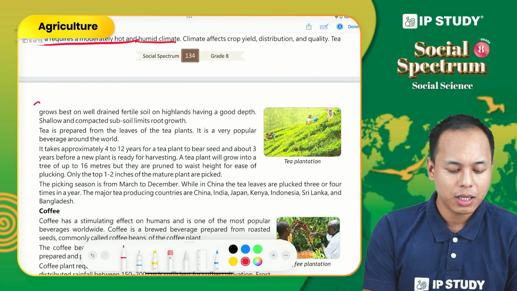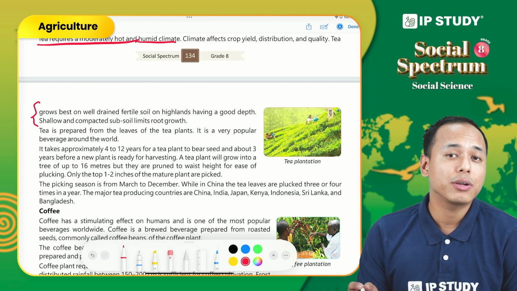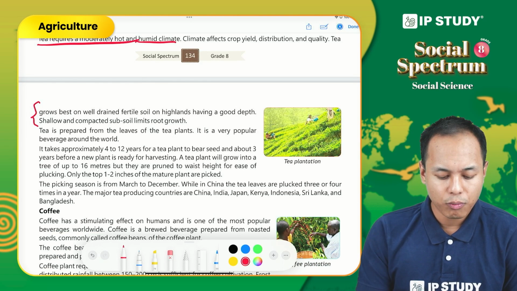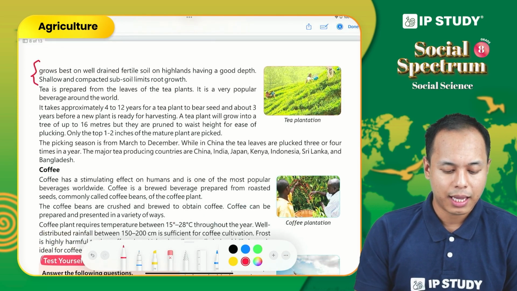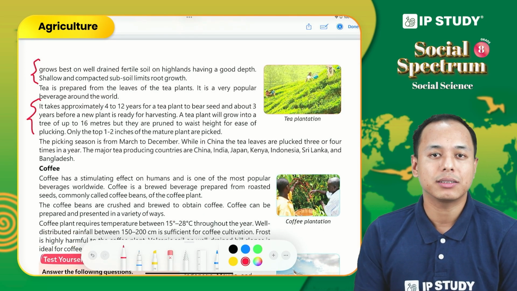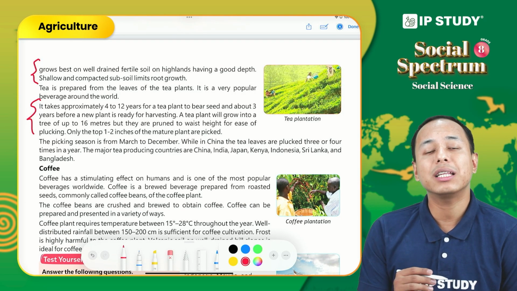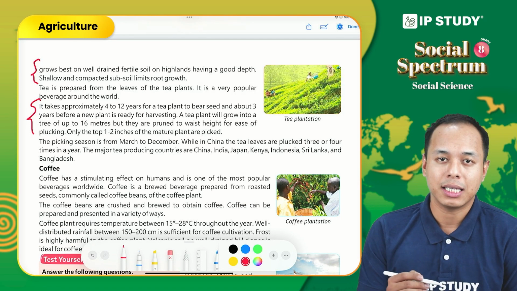When it comes to the soil, well drained fertile soil is necessary. There should be no stagnant water, and the tea plant can grow as tall as 16 meters, but it is mostly kept at waist height. It is pruned so that the plucking of tea leaves can be easy.